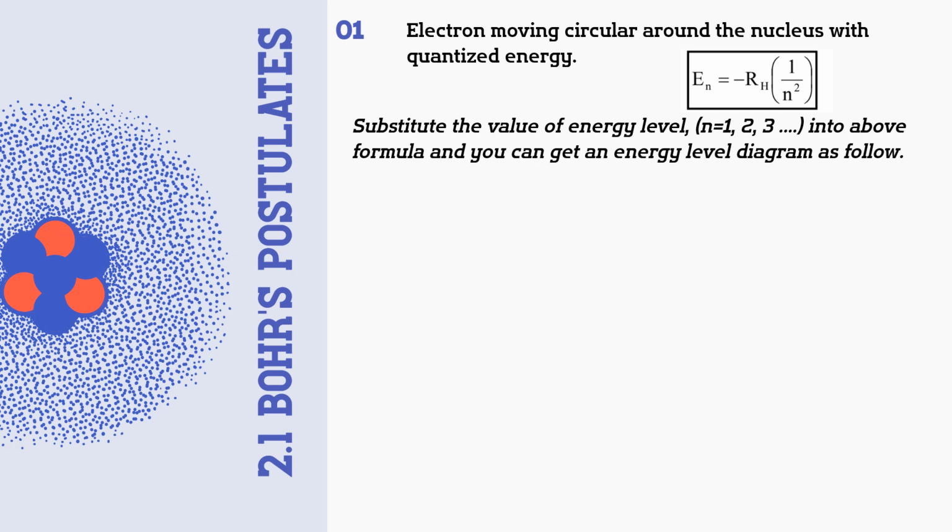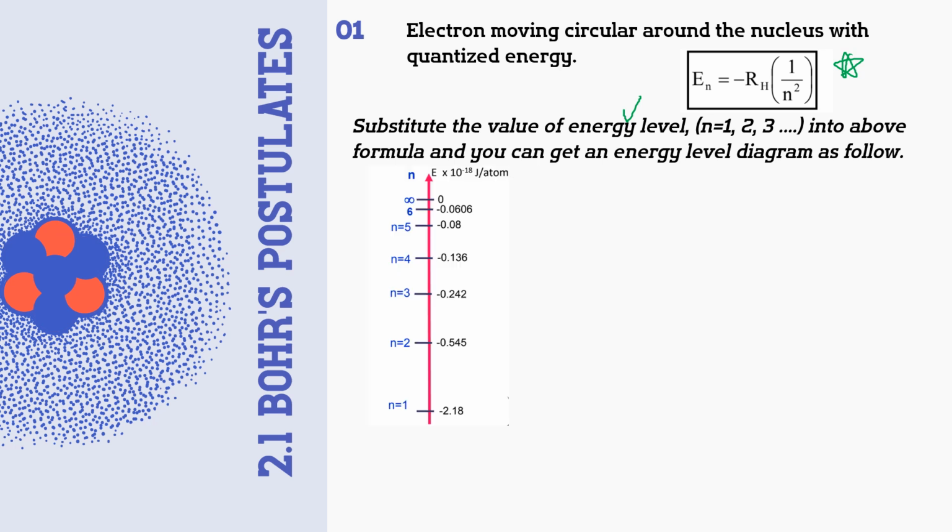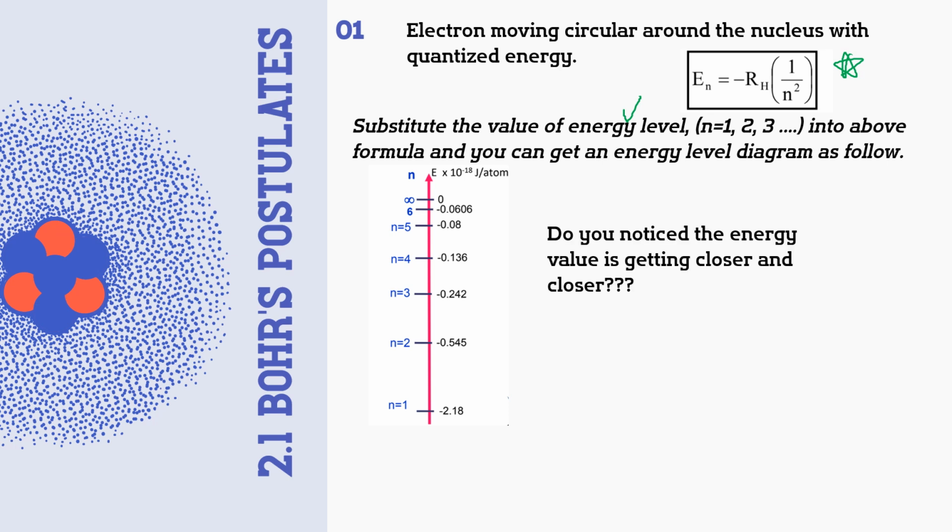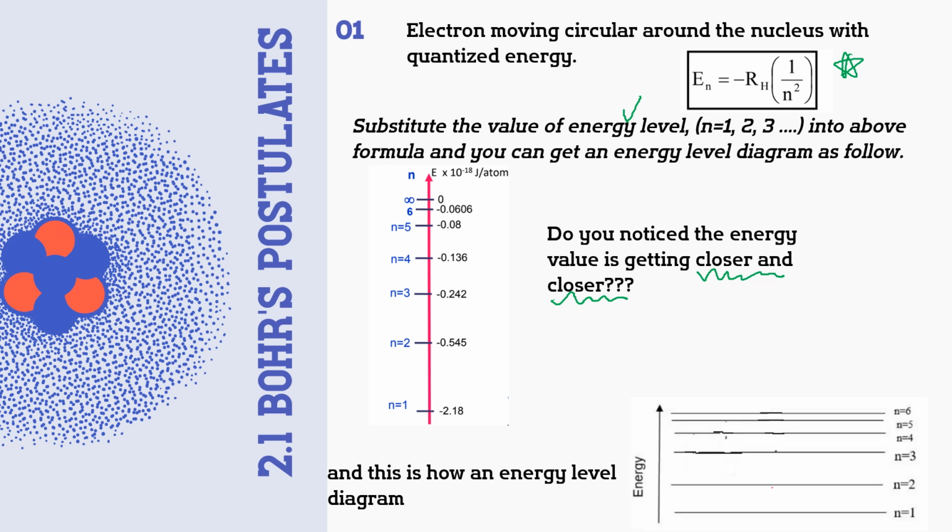Next, we substitute the values of the energy level into this formula, and you will notice that the following values are obtained. When we plot them according to scale, you will notice the values are getting closer and closer. With this, we can draw an energy level diagram, which looks like this.